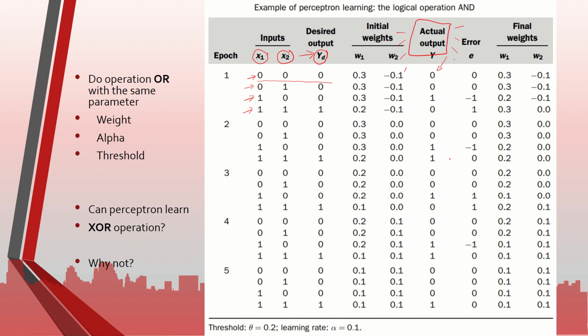In order for us to understand this table, let's look at the parameters. Down here we have the threshold value, which is 0.2, and the learning rate alpha, 0.1. Our initial weights are set at 0.3 for weight 1 and negative 0.1 for weight 2. Our perceptron architecture will look like this: x1, x2, weight 1 and weight 2, which produce y as the actual output.